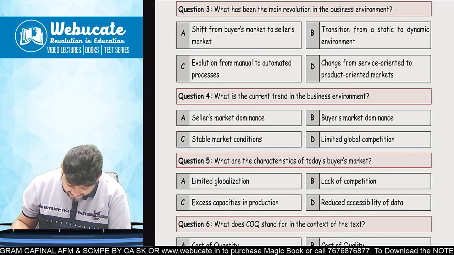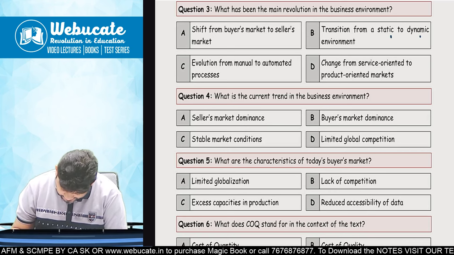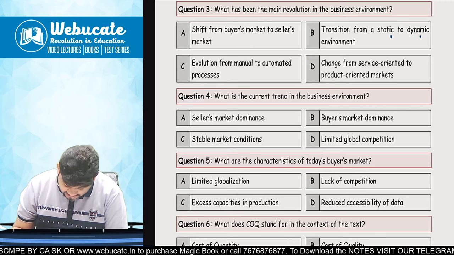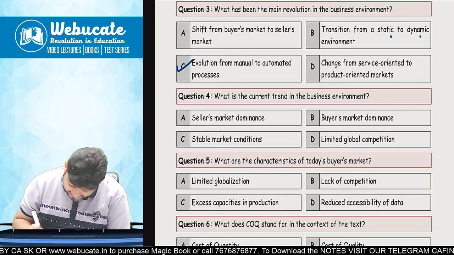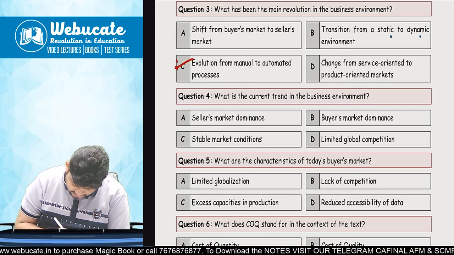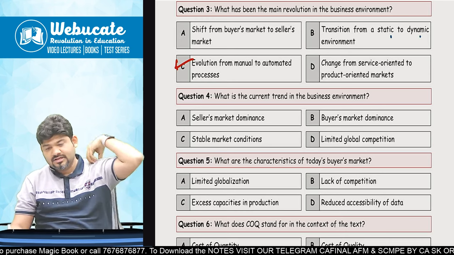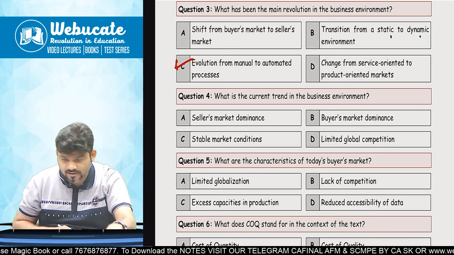Shift from buyer's market to seller's market? No. Transition from static to dynamic? No. Change, evolution from manual to automated? Yes. Change from service oriented to product oriented? No. So I think C, evolution from manual to automated process.